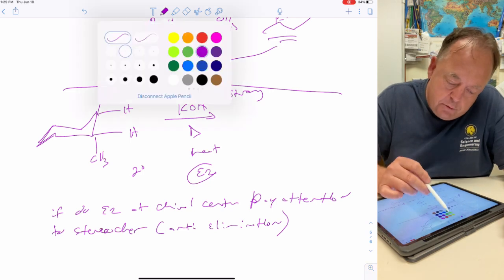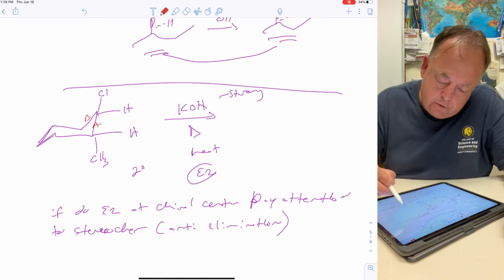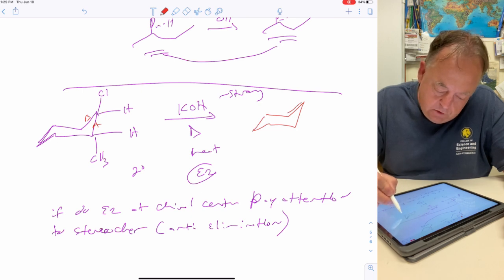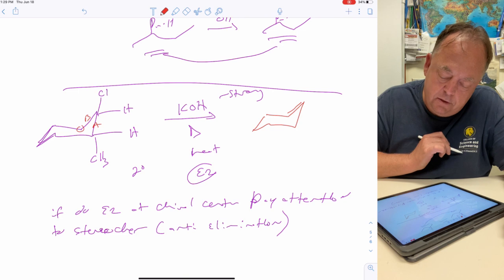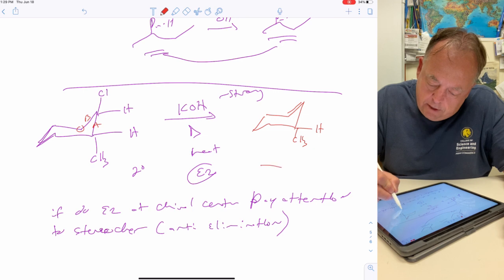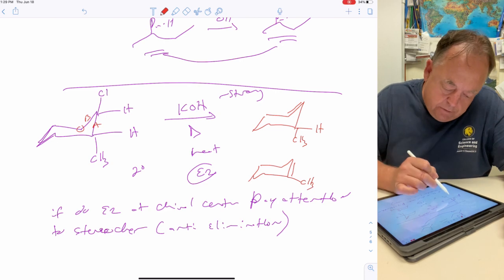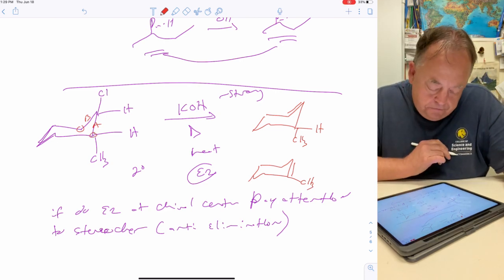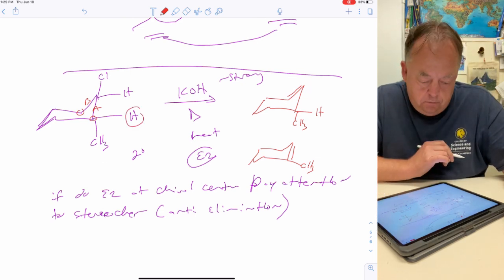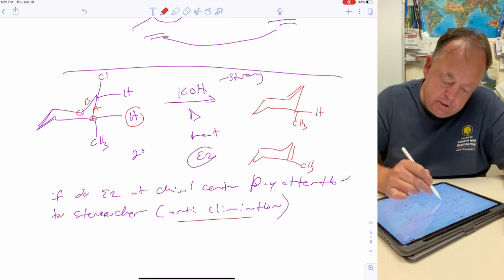Okay, so how many places are there to put the double bond? You could put the double bond here or there, right? So you could either make that, which would mean you lost a hydrogen from that carbon, or you could make that, which means you lost a hydrogen from that carbon. Right, so that means you lost that hydrogen. Okay, so this is an E2 reaction. You have to worry about anti-elimination.